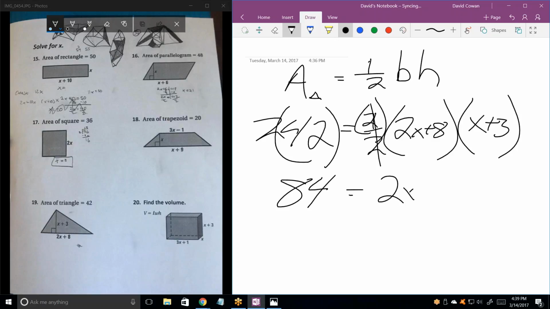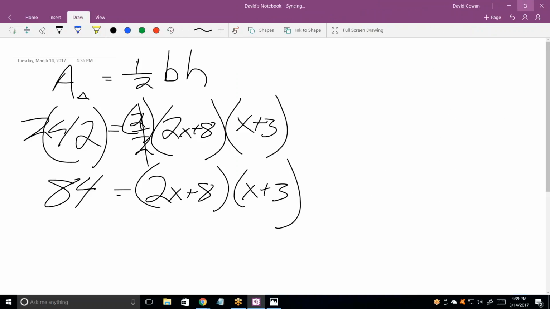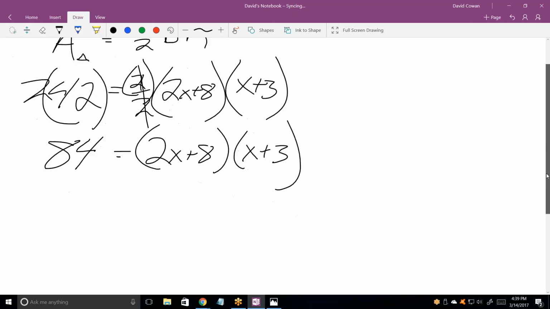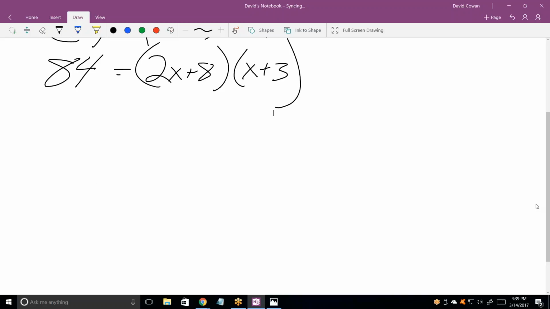Now I still have 2x plus 8 times x plus 3, but it's a lot simpler still. Now FOIL those out and tell me what you get. Did they teach you FOIL? Did they call it FOIL? No? I never did. You know, I've never liked the term FOIL. FOIL means you do the first, and then the outside, then the inside, then the last. But I prefer ET.